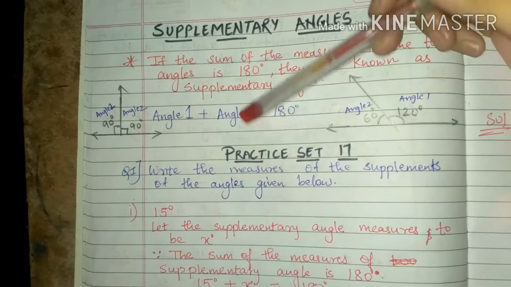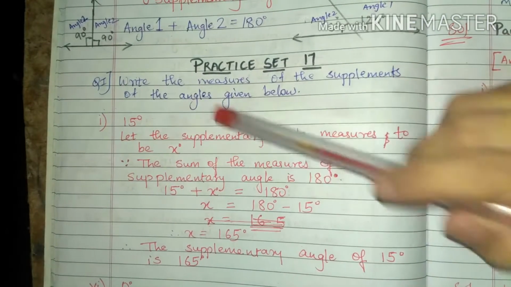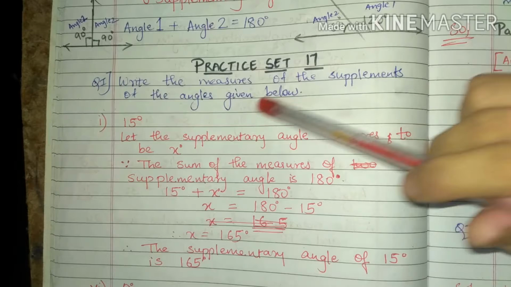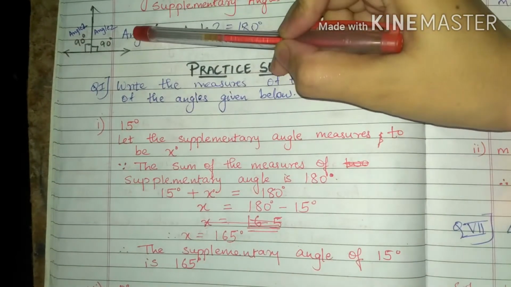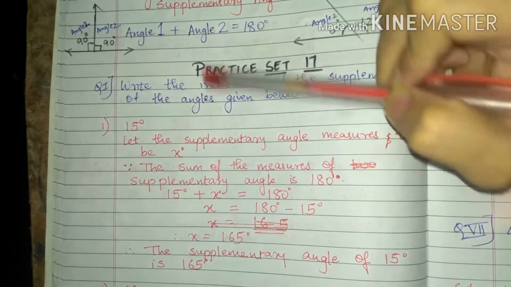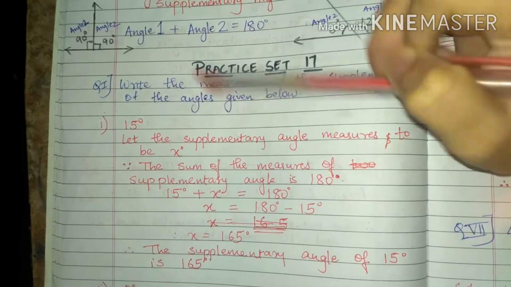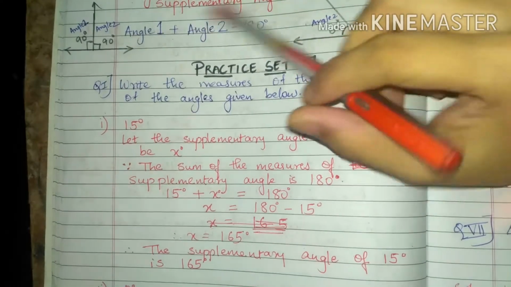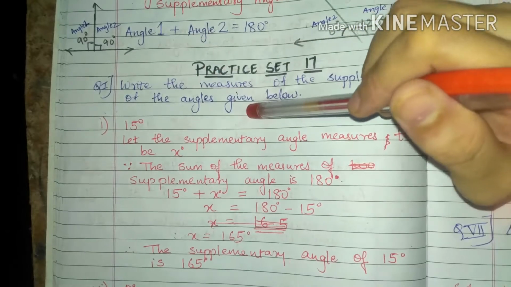Okay, so let's start. Let's see what is the first question given to us. Question number 1. Write the measure of the supplements of the angles given below. Means what? The measure of one angle is given to us and we have to find the measure of the second angle. They have said that the two angles are supplement to each other, means the sum of the measures of the two angles will be 180, from which one angle is given to us and the other angle we have to find.